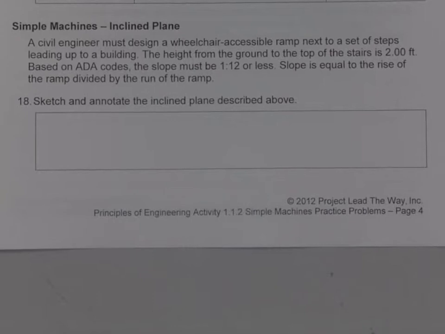Based on ADA codes, ADA is also known as the Americans with Disabilities Act, they specify that the slope has to be 1 to 12 or less. So that would mean, in our scenario, for every 12 units that you travel horizontally, you cannot rise more than 1 unit. So slope is equal to the rise of the ramp divided by the run of the ramp, and they want us to sketch and annotate the inclined plane that is described above.